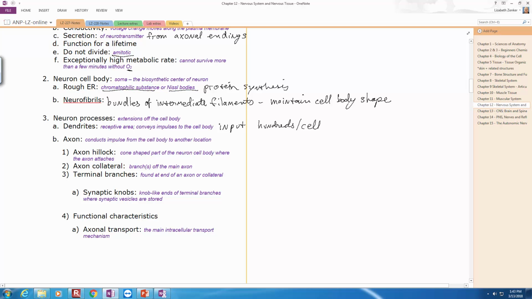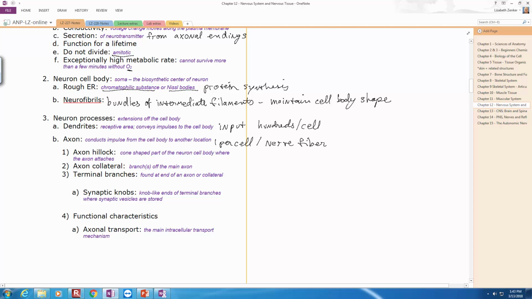If you look at the axon end, so this conducts the impulse from the cell body to another location. So there's just one per cell typically. It's referred to as nerve fiber or just fiber.